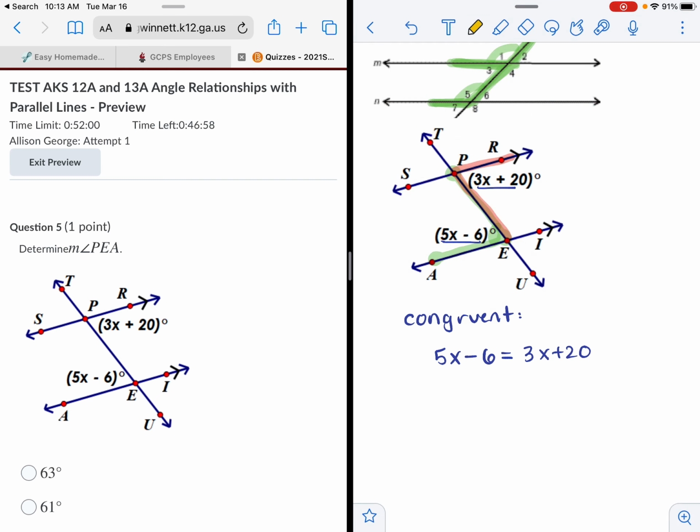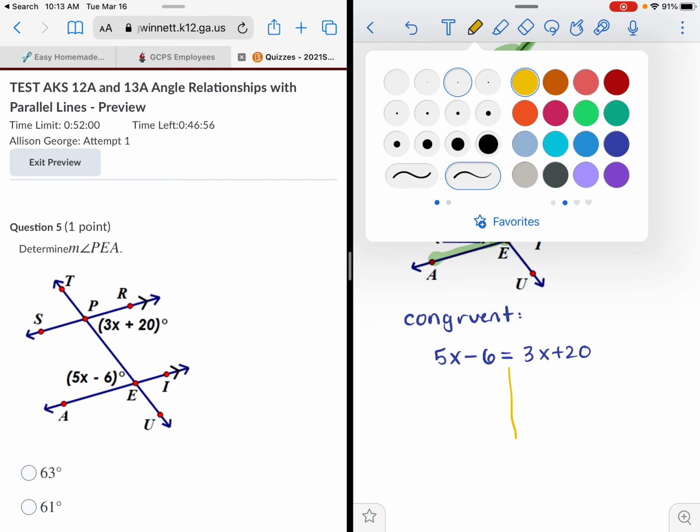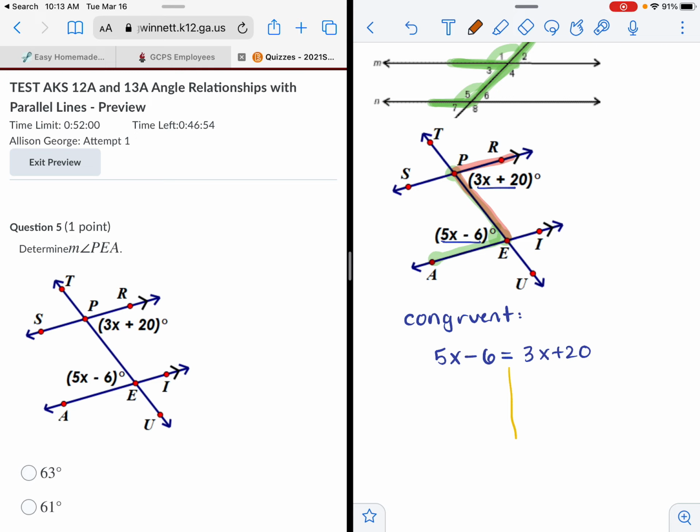In this problem, we don't have any simplifying to do, so we're going to get right into solving. The first thing I'm going to do is look for the smallest x, because that's the one I want to move first. So I've got 5x on the left and 3x on the right. 3x is smaller, so that's the one I'm going to move by subtracting 3x. I'm doing the opposite, or the inverse. 5x minus 3x is 2x. I'm going to bring down the minus 6. Equals 3x minus 3x is 0, so bring down 20.